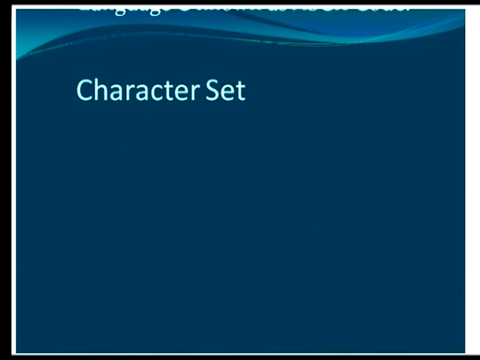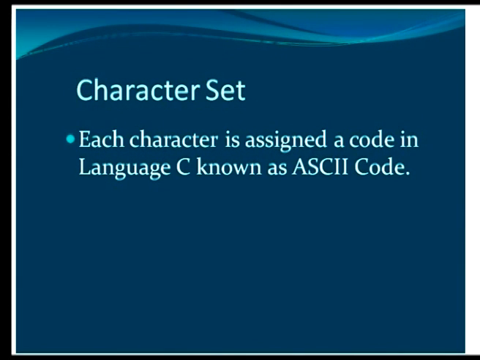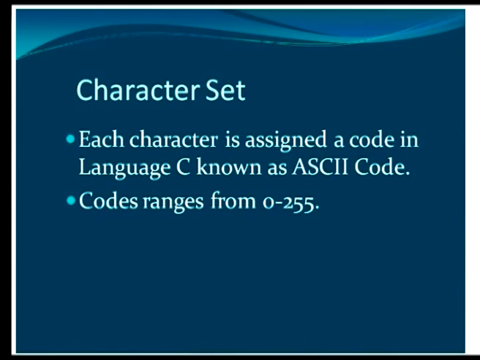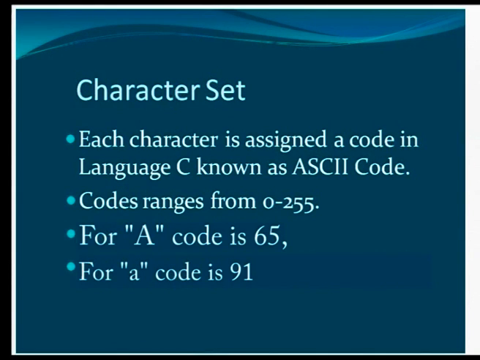Each character is assigned a code in language C, and that code is known as ASCII code. ASCII stands for American Standard Code for Information Interchange, and these codes range from 0 to 255. For example, capital alphabet A is assigned the code 65. For small alphabet a, the code assigned is 91.